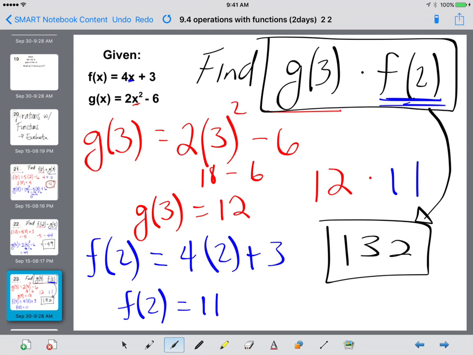So to evaluate these functions, take each one separately, plug in the number for your function, and evaluate the two numbers in the end. It is that simple.